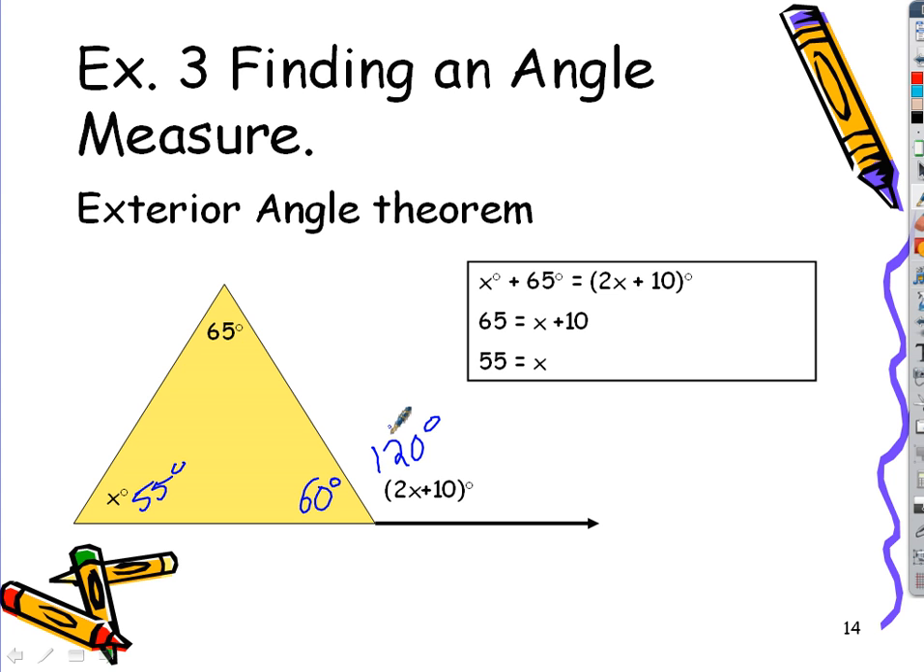180 minus that 120 is going to give me my 60. Yes? Why are those angles different? They look exactly the same. Well, okay, yeah, you're right.